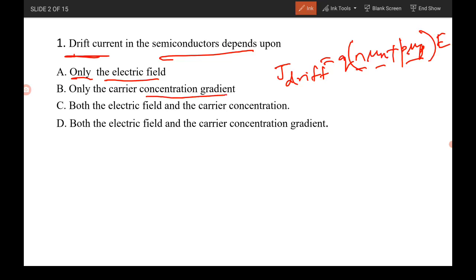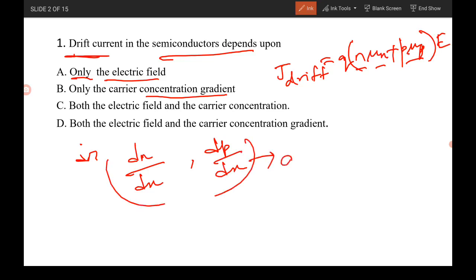What do you mean by concentration gradient? The concentration gradient is represented by dn/dx as well as dp/dx. So this is for electrons and this is for holes. These are the quantities related to the diffusion current. So it is not necessary in this question. So answer B is not our answer.